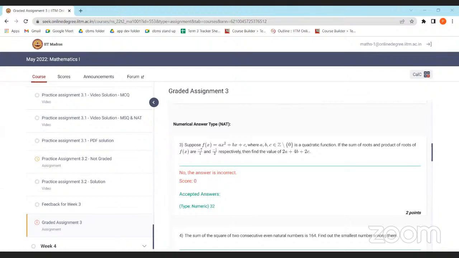So that integer thing I will confirm with the team. I will solve this question. Just one minute.